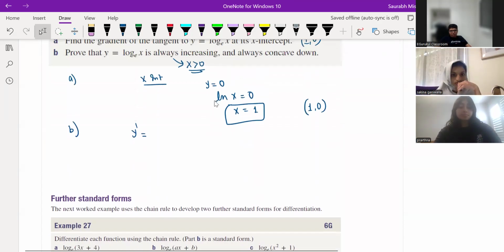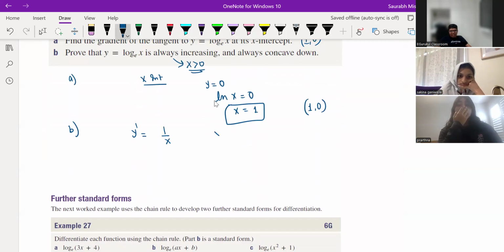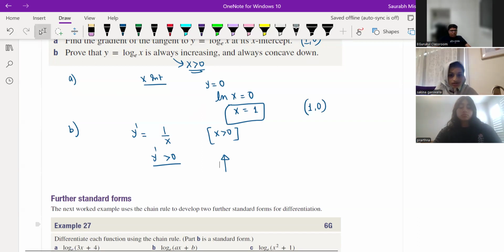Question, so y prime if you see is 1 by x. And since domain x is positive only, y prime is always positive. Clear? It can be negative if x is negative, but domain itself is x positive. So y prime is always positive, means it is always an increasing function. Sakina, clear? Question? Okay. Now, yeah.